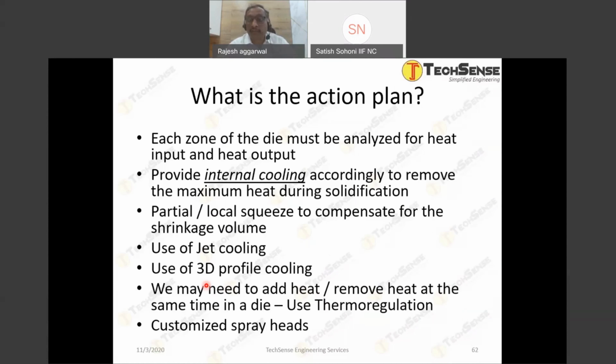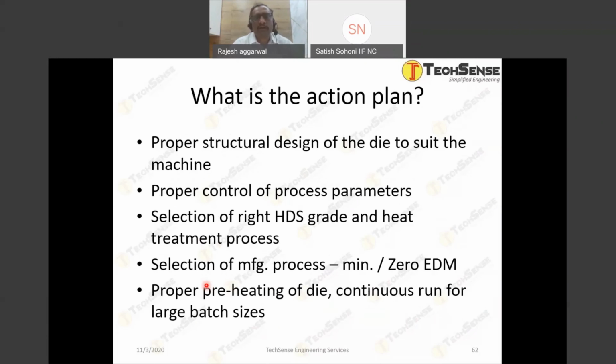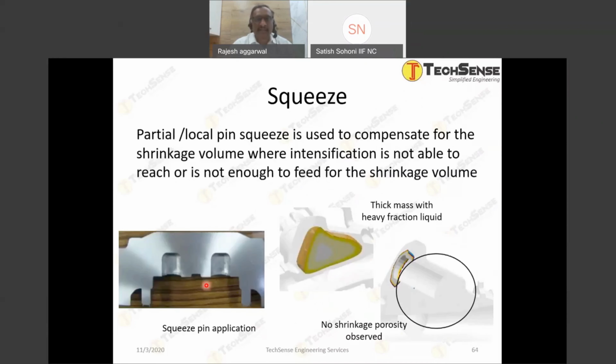That is where the use of thermoregulation comes into the picture, as well as customized spray heads. Even though, as we discussed, spray heads are not designed to be used to cool down the die, due to limitations of the die design or the product design, we may still have to do that. So: proper structural design of the die to suit the machine, proper control of the process parameters, selection of the steel grade, heat treatment parameters, die manufacturing process, minimum or zero EDM, proper preheating of the die, and large batch sizes.